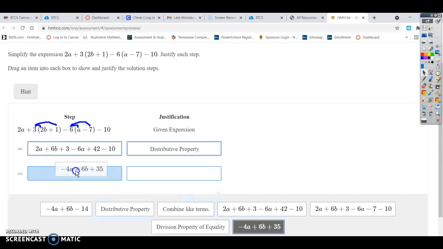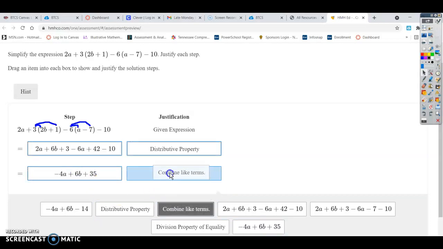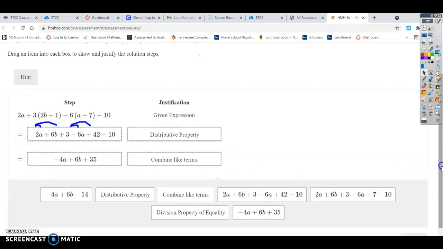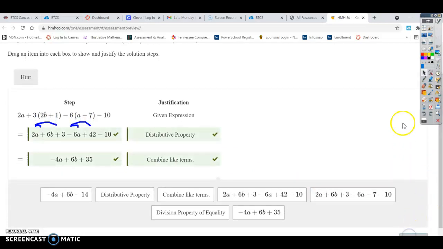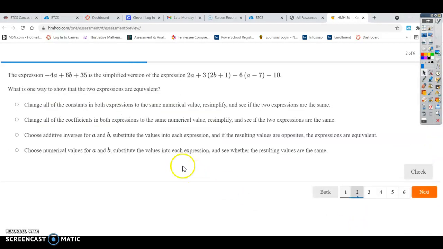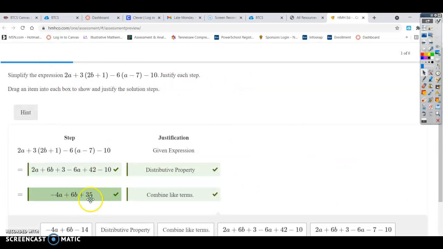So let's move this up here. And then what did we do? We simply combine like terms. So we can go down here and check this and see how we did. And there we go. All right, let's see if there's any more questions here. All right, the expression is the simplified version of this expression.